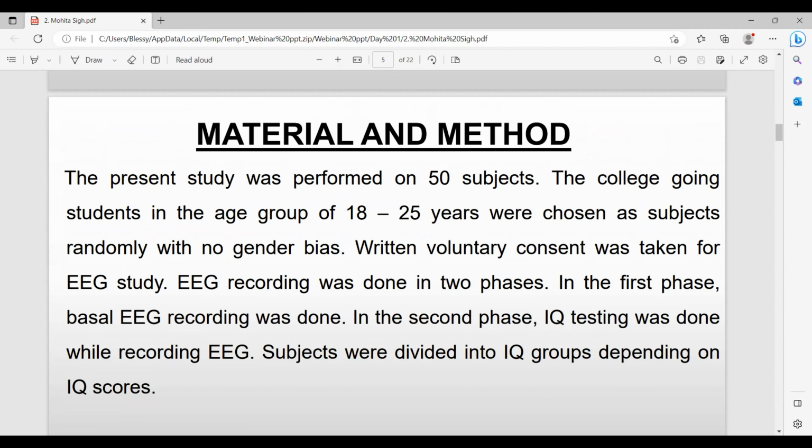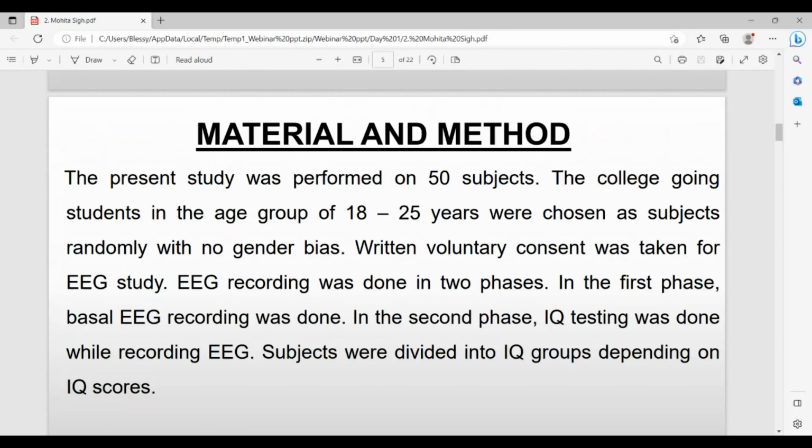My study was performed on 50 subjects in the college-going students. The students were BSc paramedical students in the age group of 18 to 25 years. They were chosen randomly with no gender bias. The written voluntary consent was taken for the EEG study.